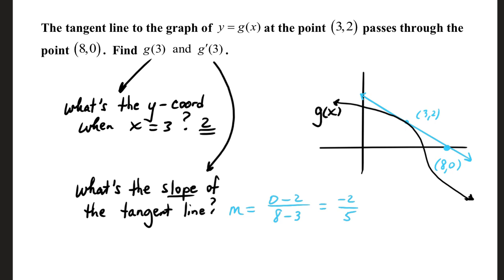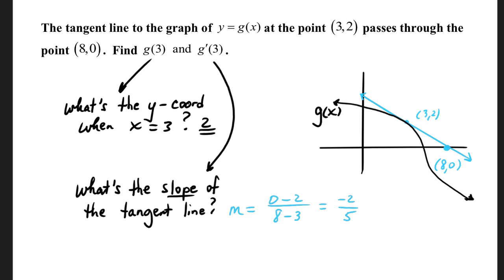To your right, I just sketched a random curve and I called it g of x. I had to make sure that I had a tangent point at (3, 2), but also pass through (8, 0). Without the prime, you look at the original graph. When x is 3, y is 2.